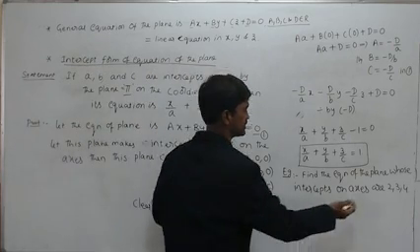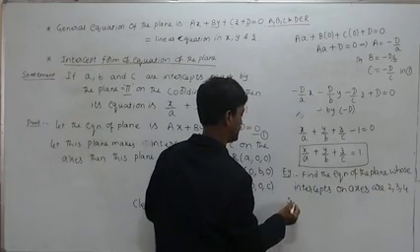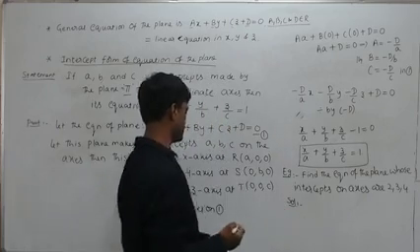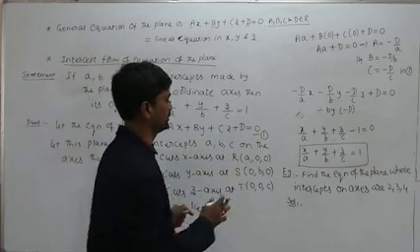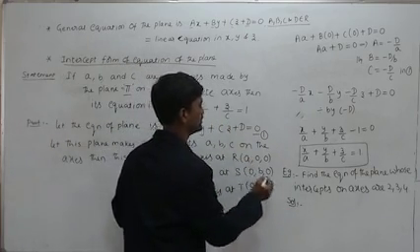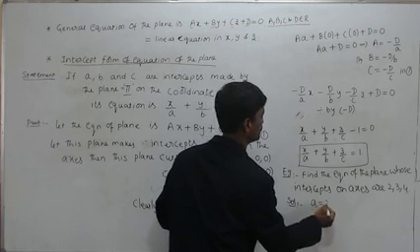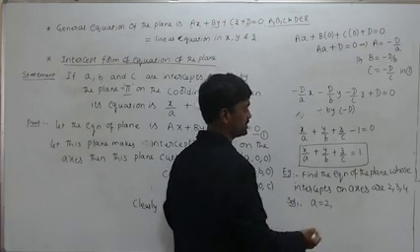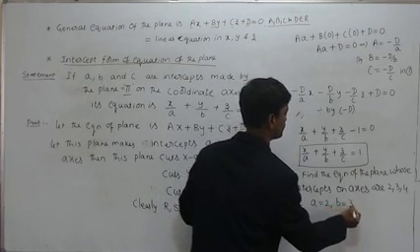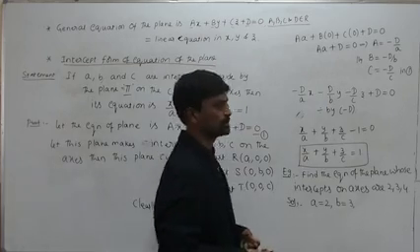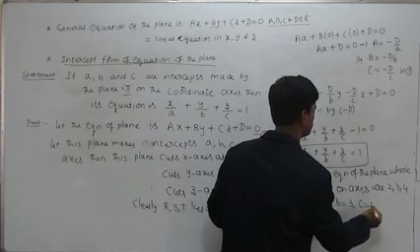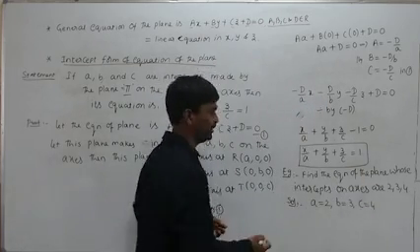So x-intercept is 2 means what is the value? The x-intercept is denoted by small a. So that small a value is how much according to the question? 2. And y-intercept is 3 means b value is 3. And z-intercept is 4 means c value is 4. Then the equation of the plane.